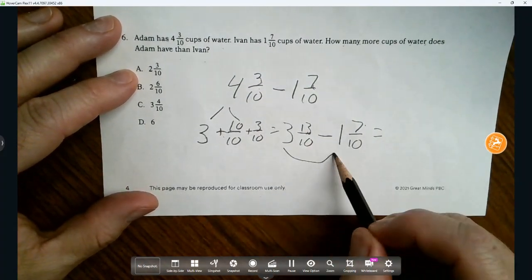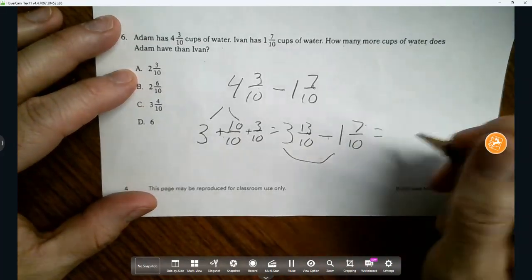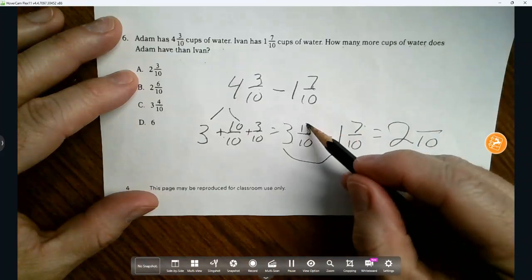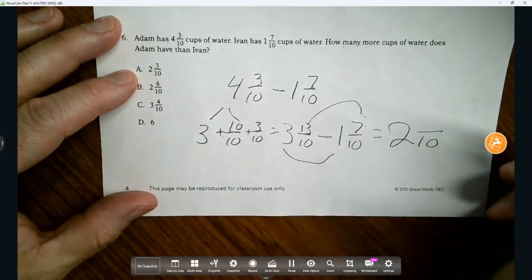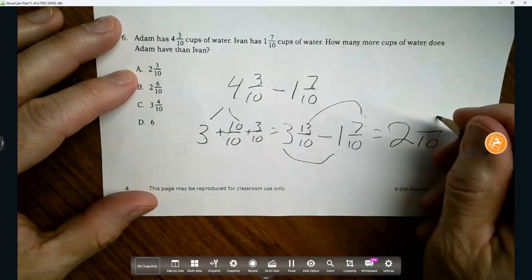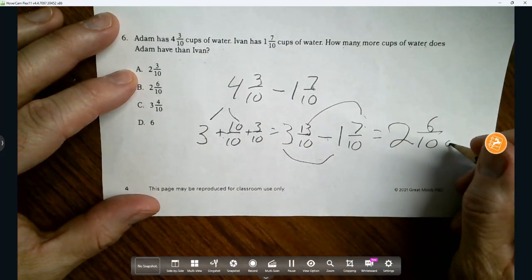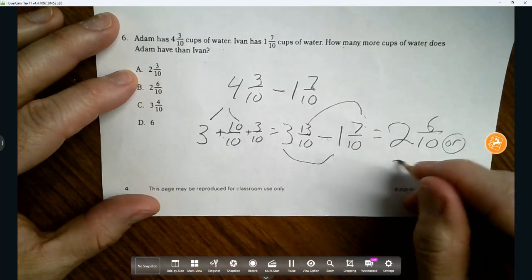So we can do bottom first. 3 minus 1 is 2. We know we're using 10, so now do the top. 13 minus 7 is? That's right, 6. If you want to get fancy, make sure you show both. So you can put 6/10 or 2.